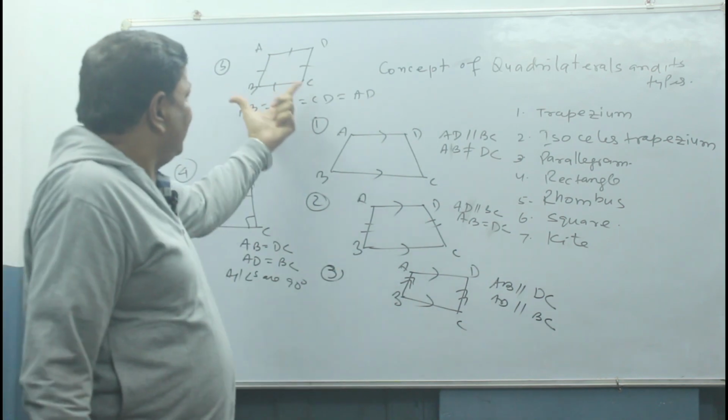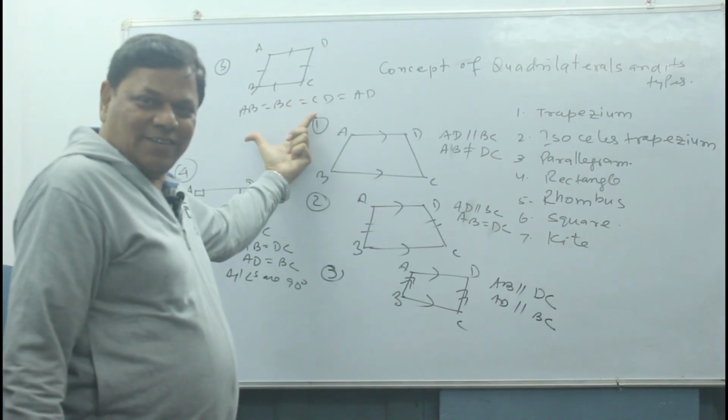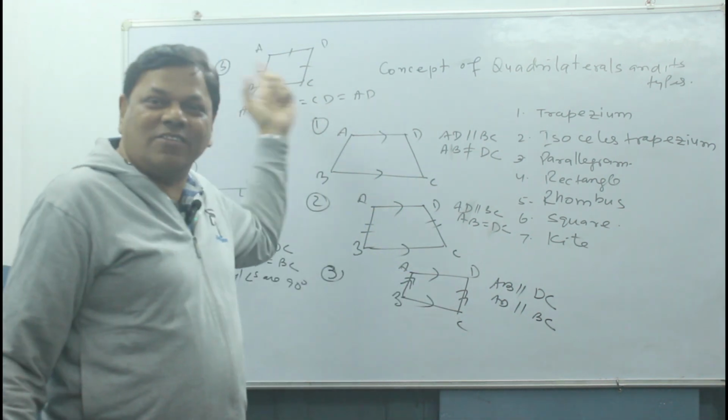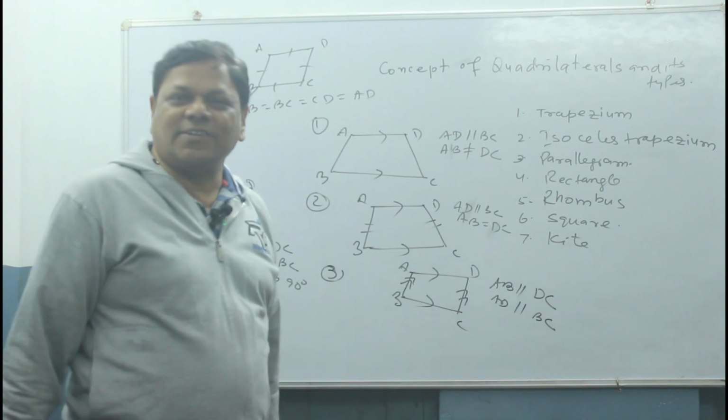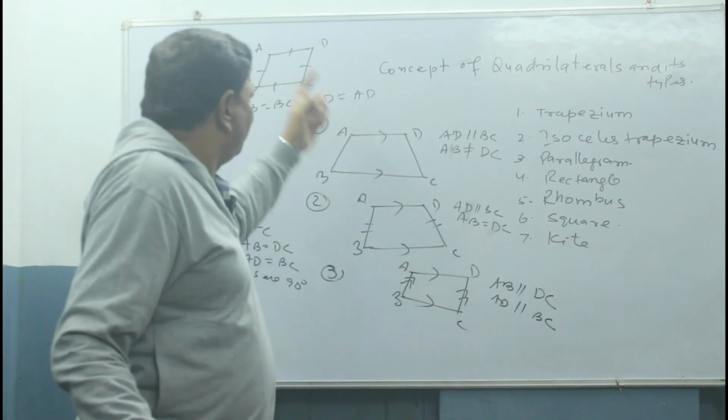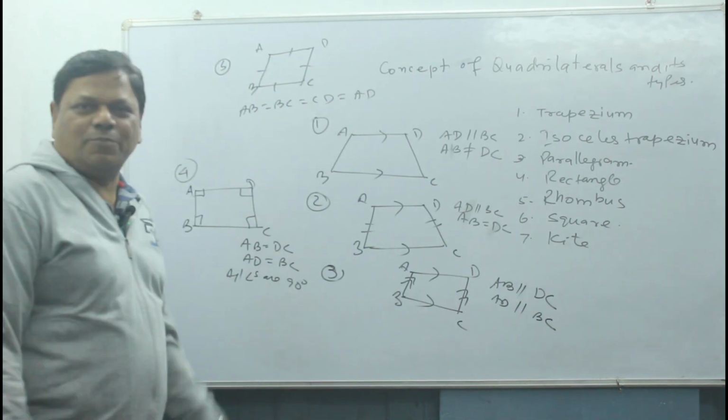So all rhombus is a kind of parallelogram. What is the difference between this and this? Here all sides are equal. Here opposite sides are equal. So a little difference is there, but this is also a parallelogram. This is also a parallelogram.